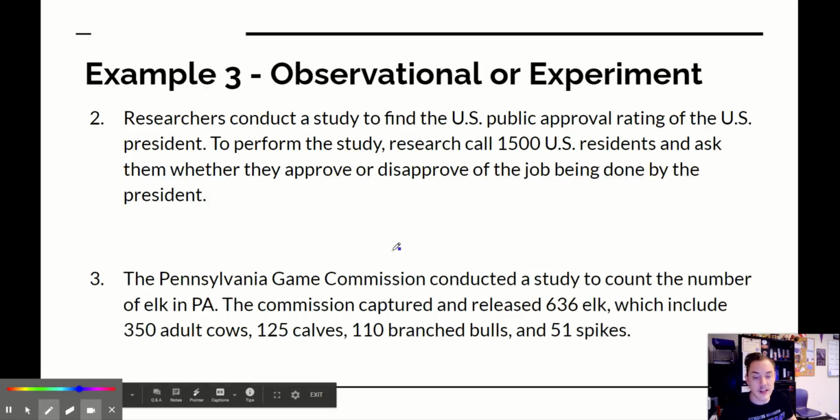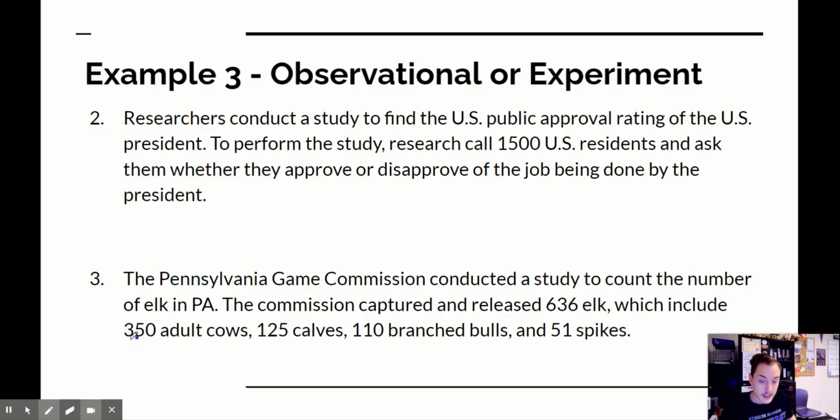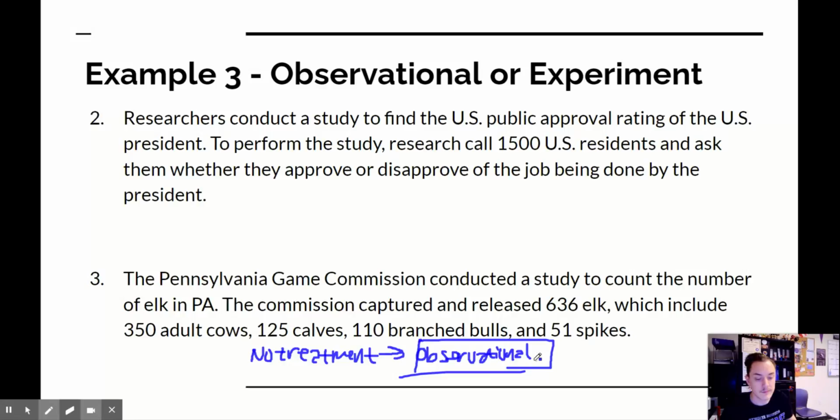And then last, Pennsylvania Game Commission conducted a study to count the number of elk in PA. Okay, the commission captured and released 636 elk, which include 350 cows, 125 calves, 110 bulls, and then 51 spikes. So is this observational or experimental? Since there is no treatment, again, so no treatment, it's also going to be observational. No treatment means observational. All right? Perfect.